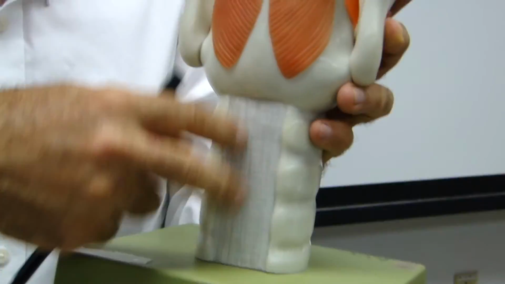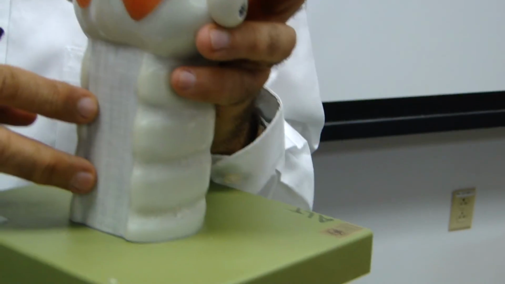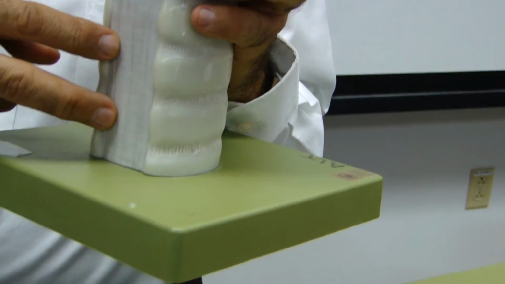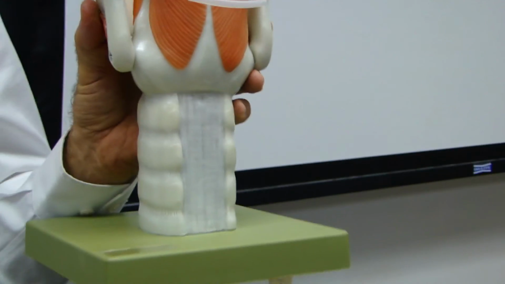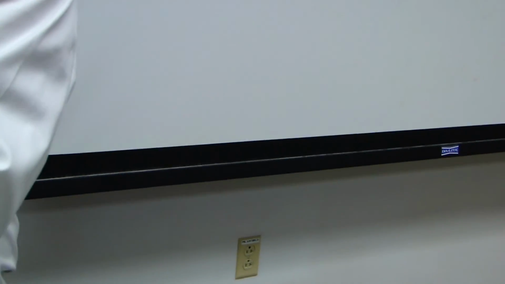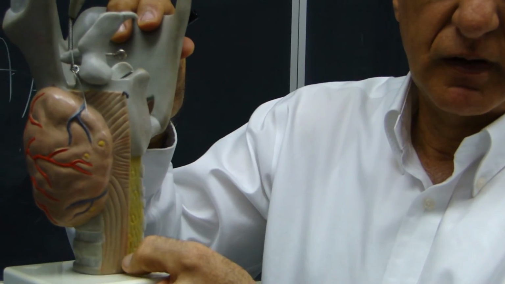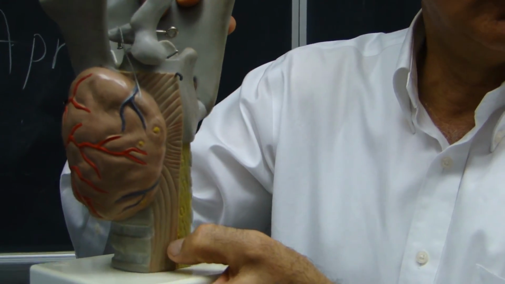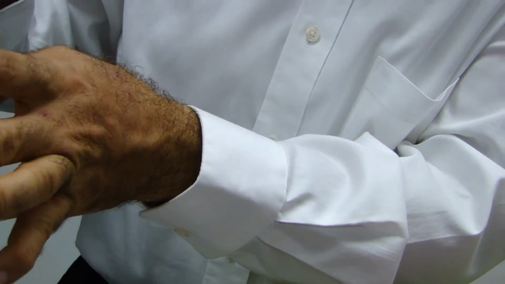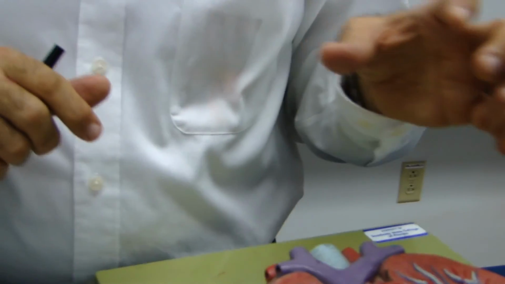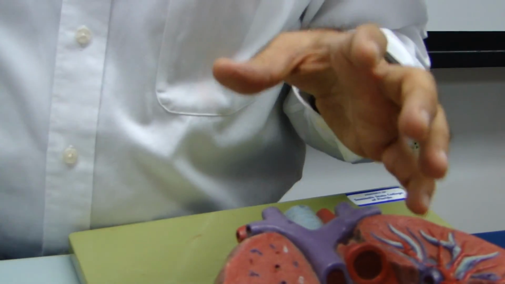What do you call this muscle in the back of the trachea? It's a muscle here. This is the trachealis muscle, which will contract during coughing. Now, you should know the muscle. You should know the cartilages. I'll go through them.